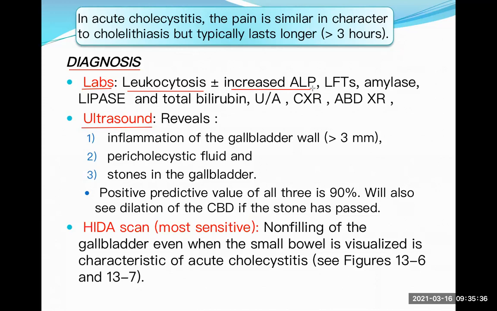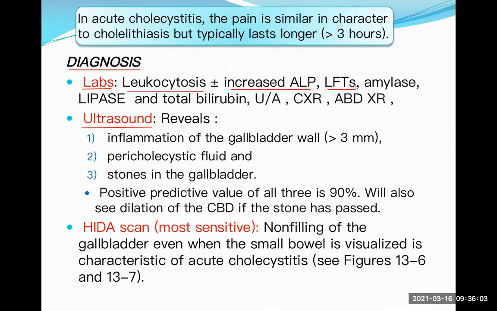That means some amount of obstruction is always there. So alkaline phosphatase, if it is high, don't be surprised. You have got a correlation there. But if there is no obstruction of the biliary channel or duct, then alkaline phosphatase may still be normal. Other LFTs also should be done to rule out the differential diagnosis.